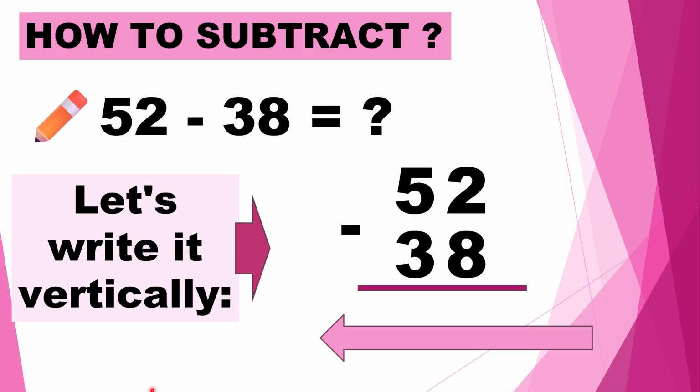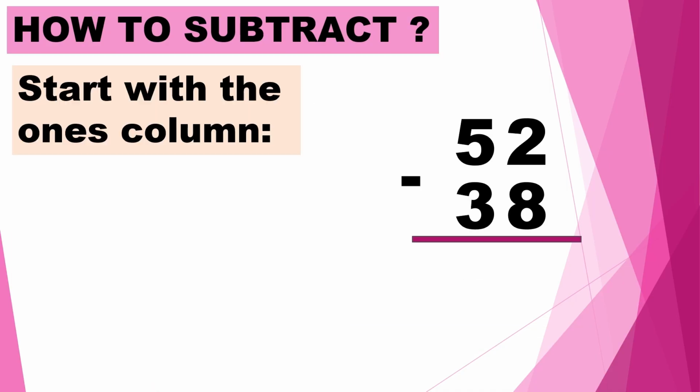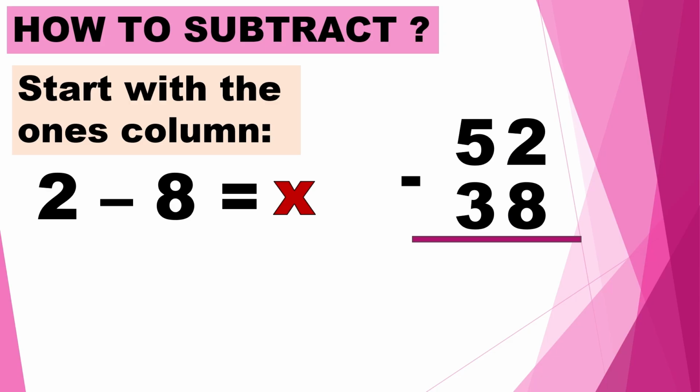And then we subtract each digit starting from the right. So let's start with the ones column, which is 2 and 8. So we subtract 2 minus 8. We can't do that. We cannot subtract because the subtrahend is greater than the minuend.